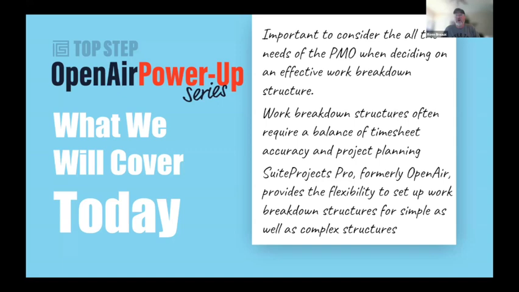Work breakdown structures often require a balance of timesheet accuracy and project planning requirements. So it's important to balance those two as much as you can. We don't want to get crazy with a huge work breakdown structure that then requires end users to pick from hundreds of tasks to decide which task to put their time against. In those scenarios, you're never going to get accurate time, but you also may want to get more simple. Thankfully, Suite Projects Pro, formerly OpenAir, provides this flexibility to set up work breakdown structures as simple as needed or as complex as needed.